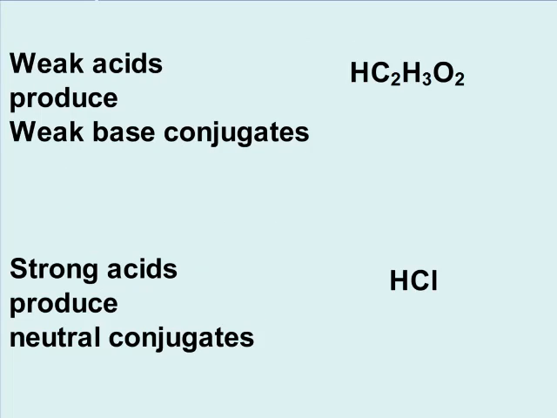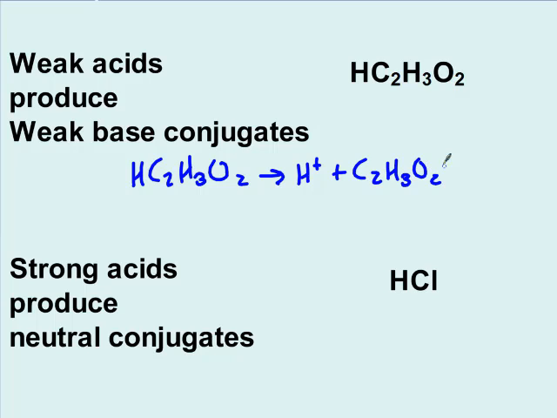So weak acids produce weak base conjugates, while strong acids produce neutral conjugates. What we mean by that is if I had acetic acid, when acetic acid breaks apart, it's going to produce hydrogen ions and it's going to produce acetate. Acetate is acetic acid's conjugate. They're a conjugate acid-base pair because they're only separated by a hydrogen. So if this is an acid, this has to be its conjugate base.